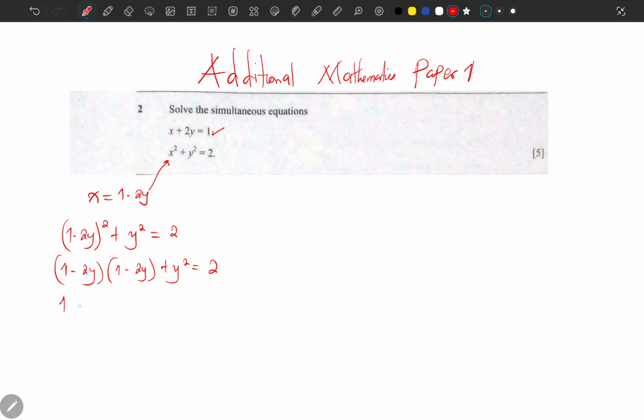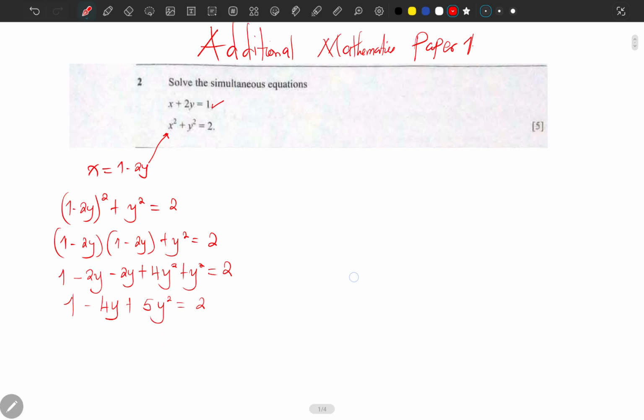1 times 1, 1. 1 times negative 2y, negative 2y. Negative 2y, 1 minus 2y. Negative, negative, positive 2, 2, 4. y and y, y squared, plus y squared equal to 2. Collect the like terms. Here we are having 1 minus 4y. Here they are the same terms, so we add, 5y squared equal to 2.